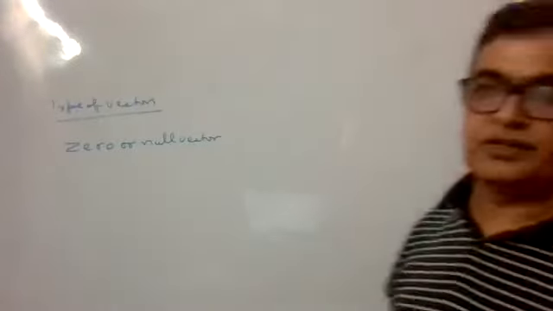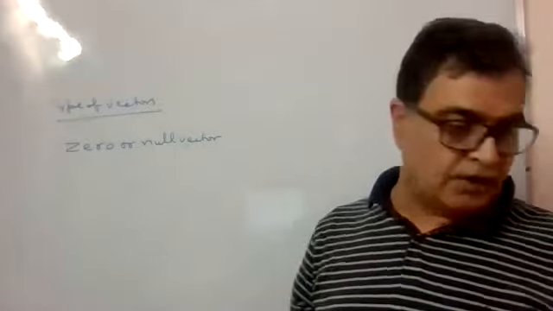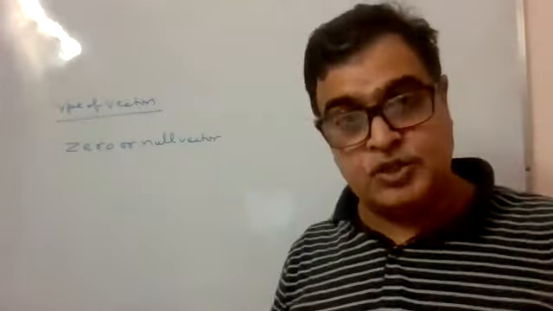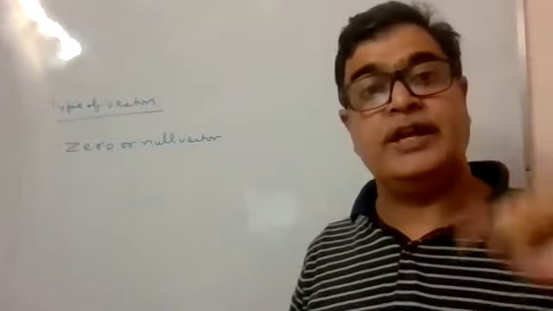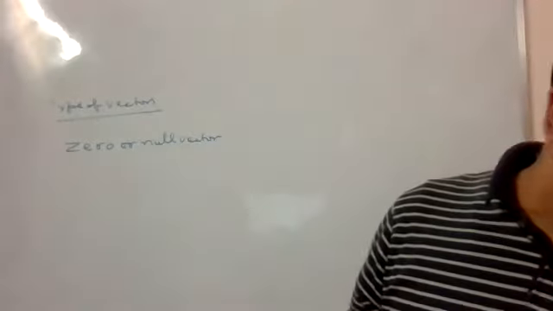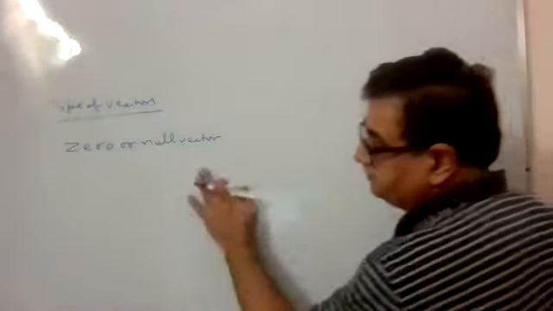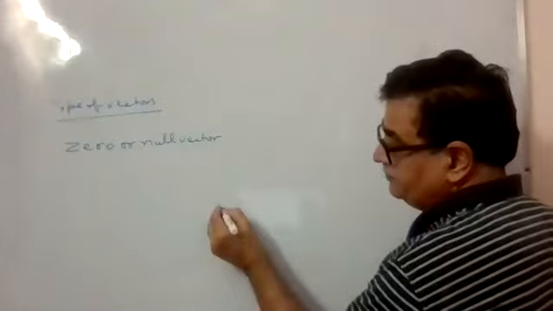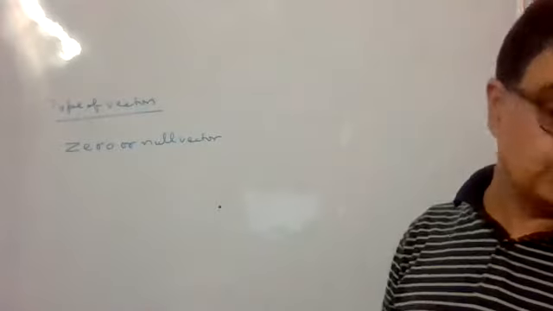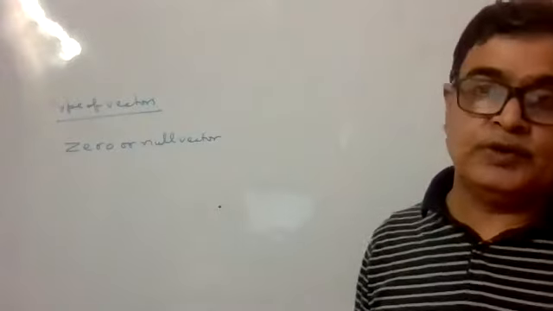Zero or null vector. A vector is said to be a null vector whose magnitude is zero, or I should say whose initial and terminal point remain the same. Write down the definition. A vector whose initial and terminal point coincide is called null vector or a zero vector.